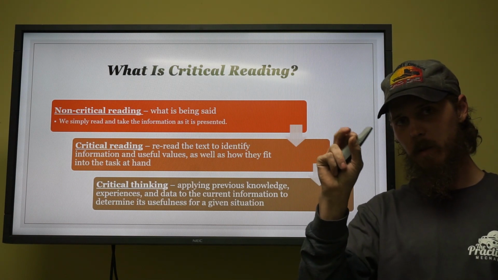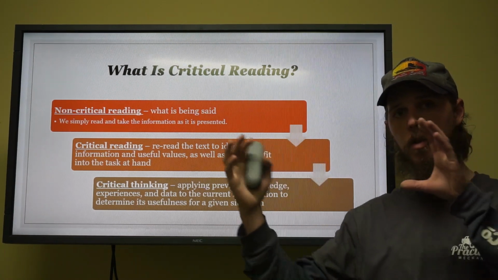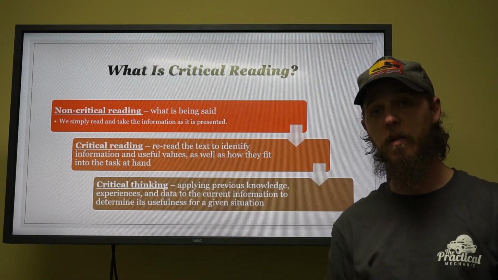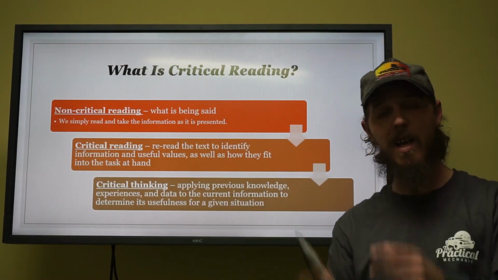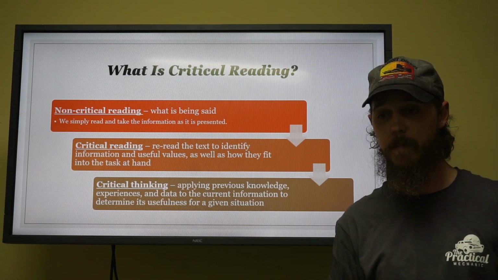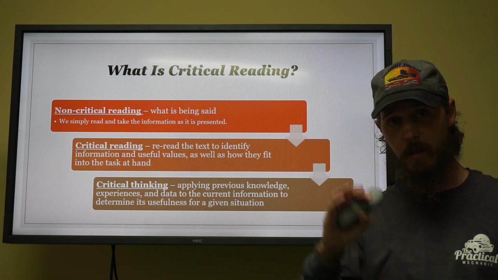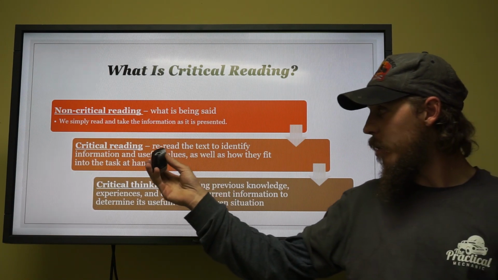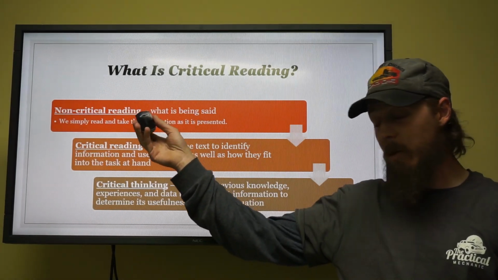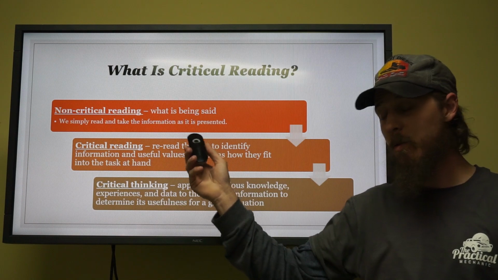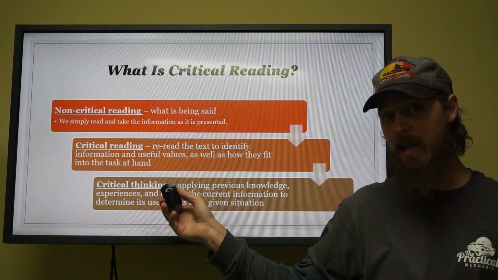But we want to pull those little nuggets out because they're going to help us take pages upon pages and paragraphs upon paragraphs of text and condense it down into something small, useful, and helpful for us. We get rid of all the nonsense and we go straight to the goal. After we do that, so we start with our non-critical, we look at it, then we start to pull out the useful stuff, and then we got to critically think about it.